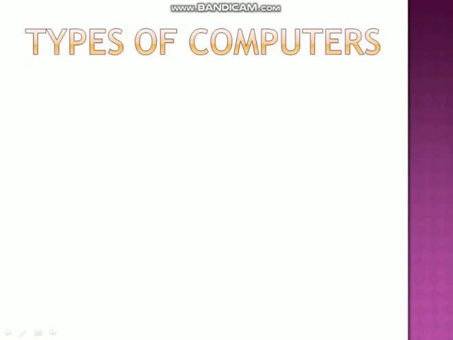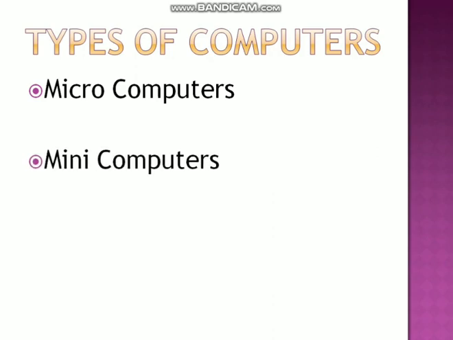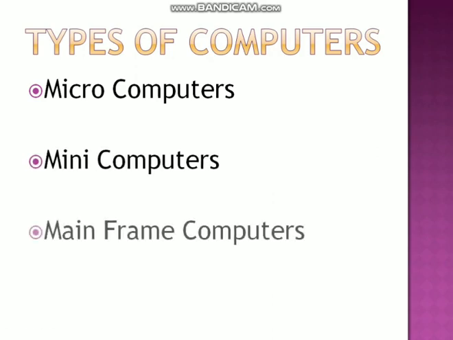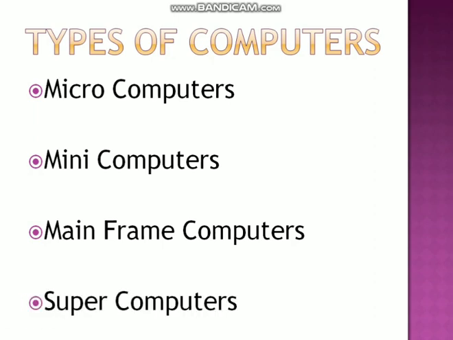Let us begin our today's class by recalling the types of computers. First one was microcomputers, second one minicomputers, third one mainframe computers, and fourth one supercomputers. We have already covered microcomputers and varieties of microcomputers in the last class. I hope you remember. So today's session will comprise the detailed description of minicomputers, mainframe computers, and supercomputers.